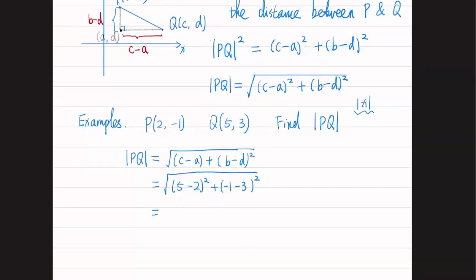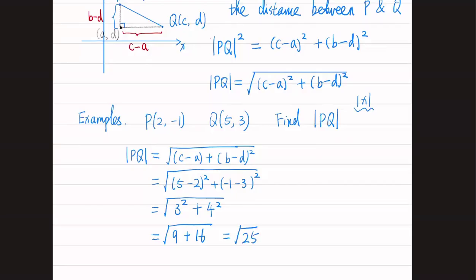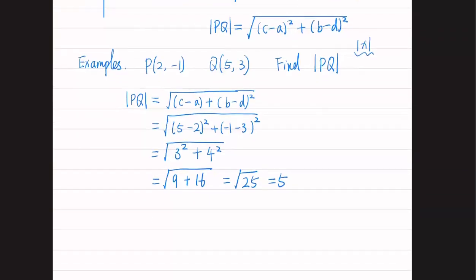Now we'll do some calculation. 5 minus 2, 3 squared, negative 4 squared. Because the square is the same as 4 squared, I'm going to omit this negative. Nine, 16, 25, fine. So in this way, we find the distance between the 2 points.